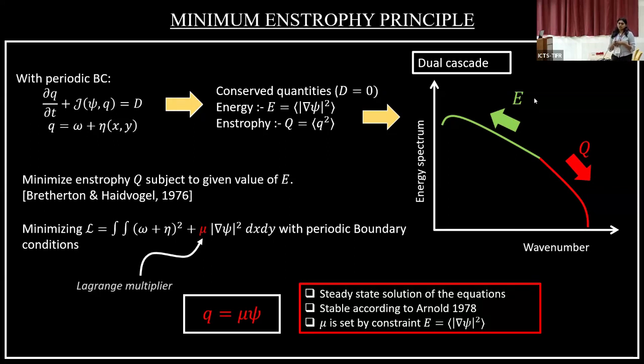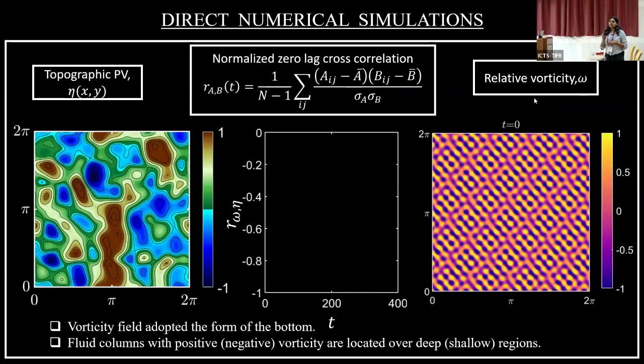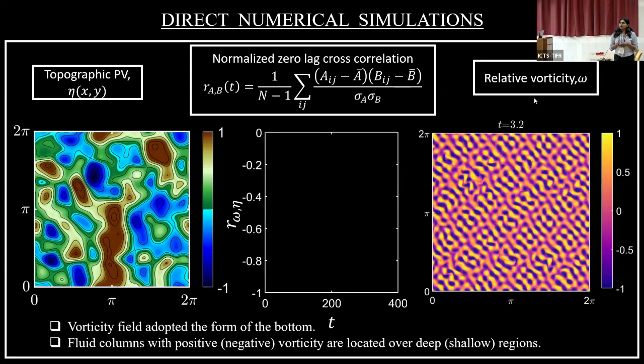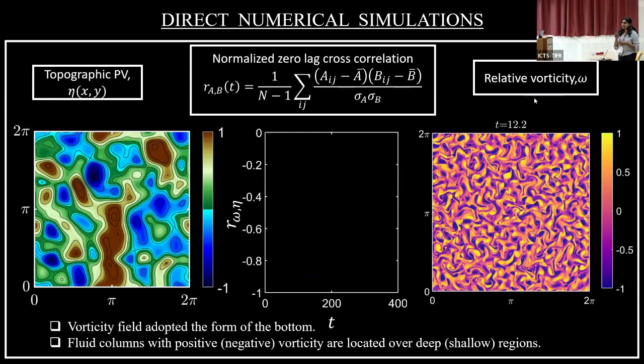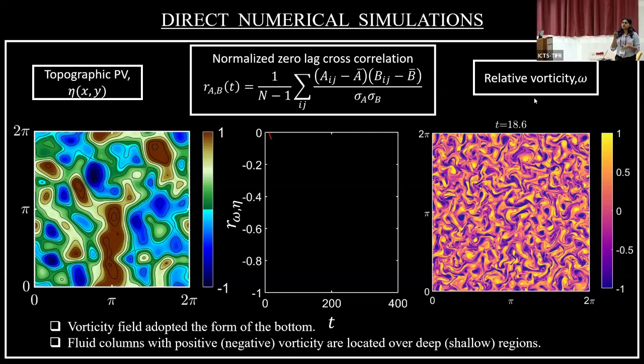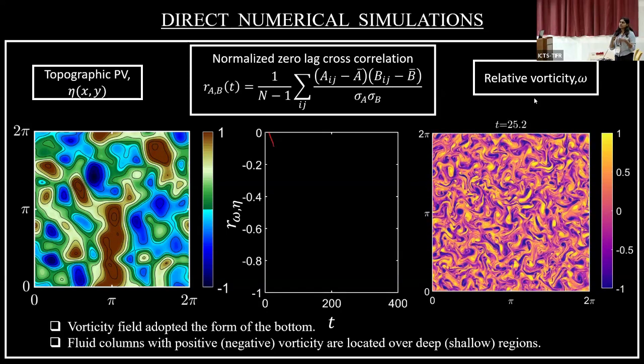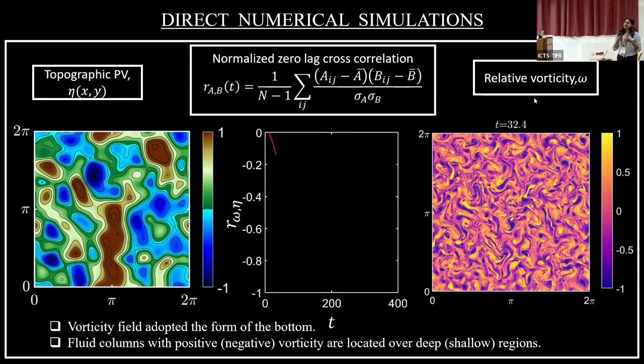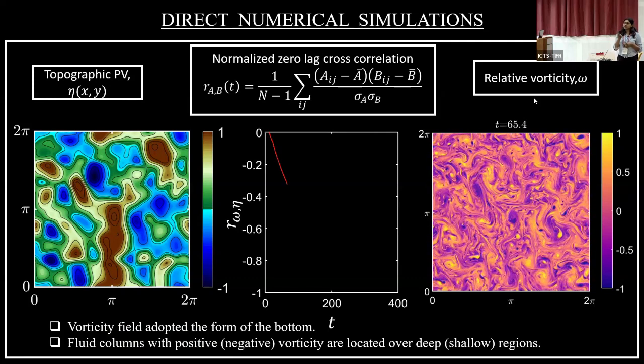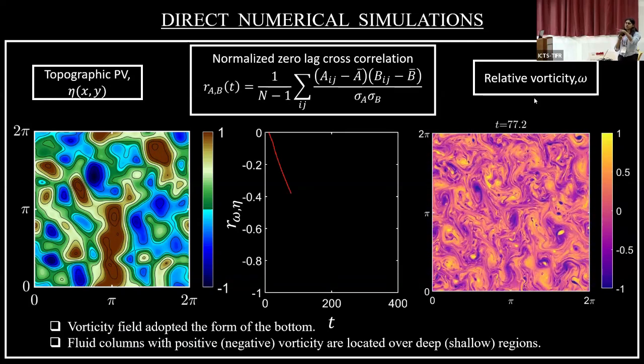to Arnold's paper. To understand what the steady state will be for our case, I took a random topography with a spectral slope of k to the power minus 2, and I evolved from a random initial condition, and the relative vorticity is shown here. Initially the vortices are merging and inverse cascade is happening, and at a later time the correlation between topography and relative vorticity is shown here.